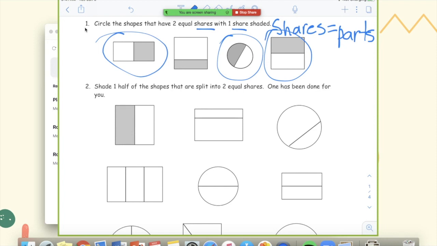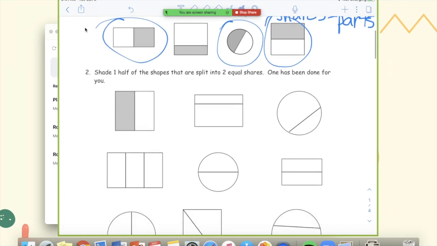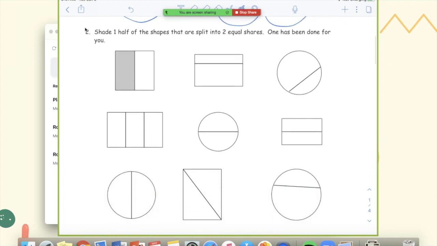1 has been done for you. So now, the shapes in question 2, they are already partitioned for us, but we are only going to shade in the ones that show 2 equal parts or shares, which is this direction right here. We want it to show 2 equal shares, and then we have to shade in 1/2. So there's sort of 2 steps to this, all right?